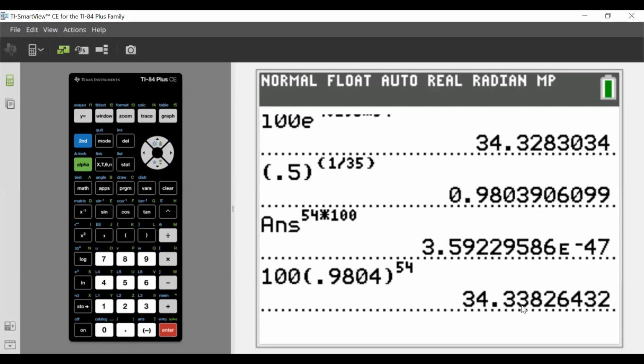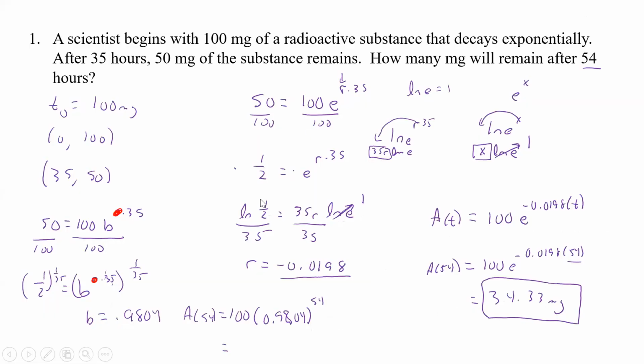All right, so yeah, it's 34.33. So you can do it both ways, and you get the same answer. It just depends on if you know the log function, or you want to do it the old-fashioned way, the a b to the x.